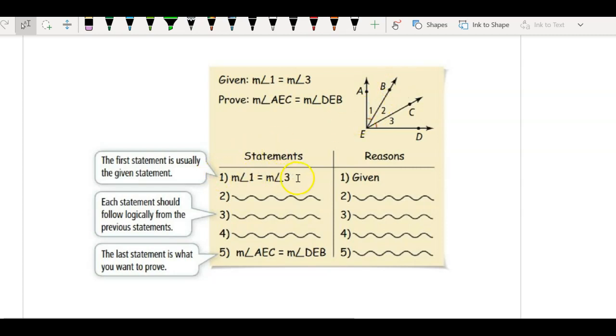So your first statement is always, well, it's almost always going to be your given statement. And the reason is given. So you need to figure out a roadmap on how you're going to get there. So you don't want to leave to go to the restaurant until you know what restaurant you're going to. So you want to know where you need to make the turns. And I may go one way and you may go a different way. But as long as we follow the same principles, we're still going to end up at the same place. And your last statement is what you want to prove. So let's take a look.